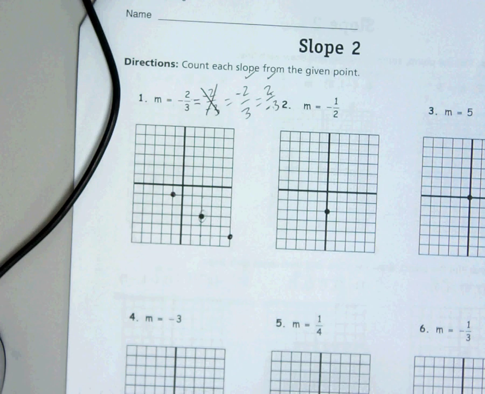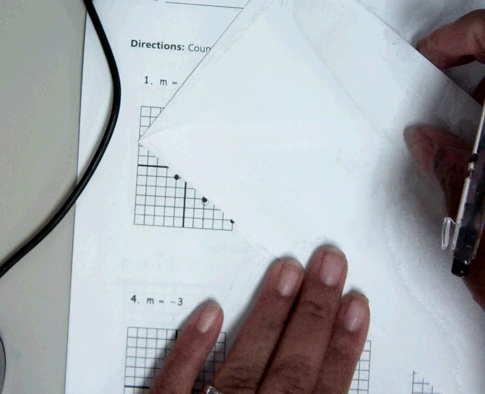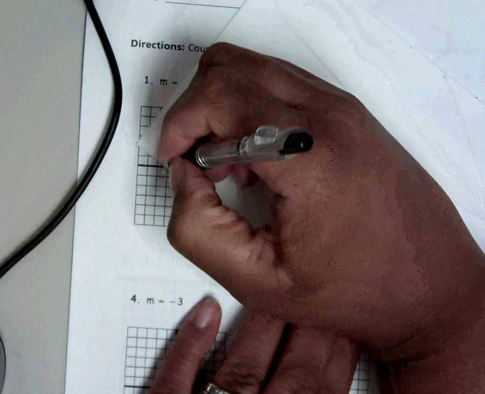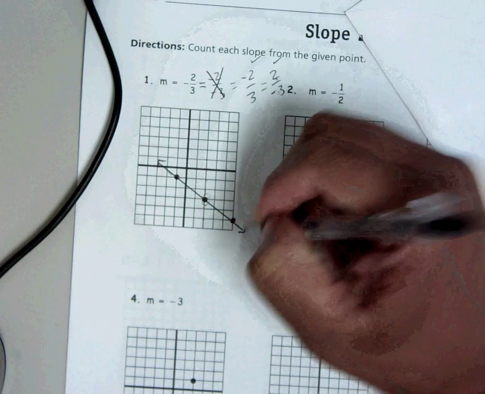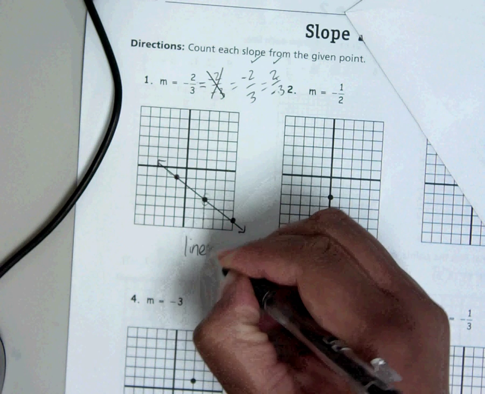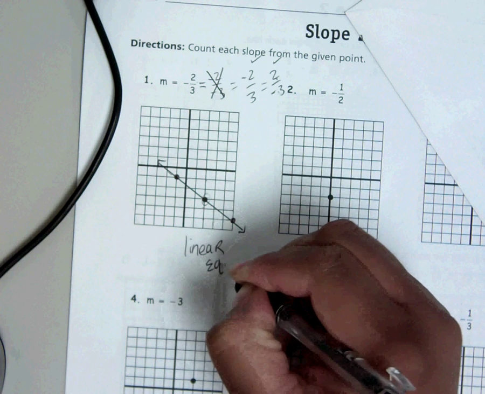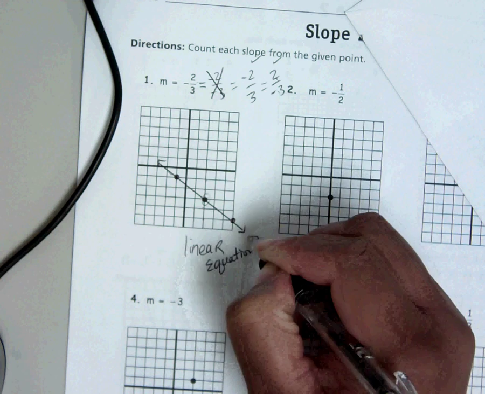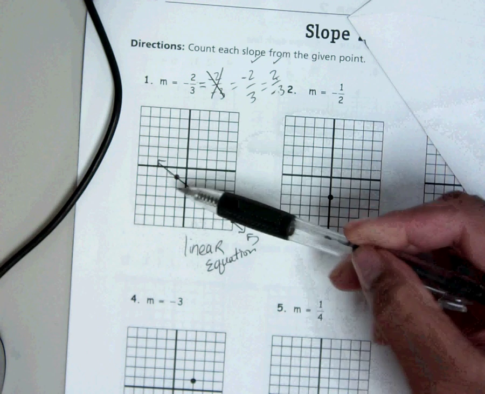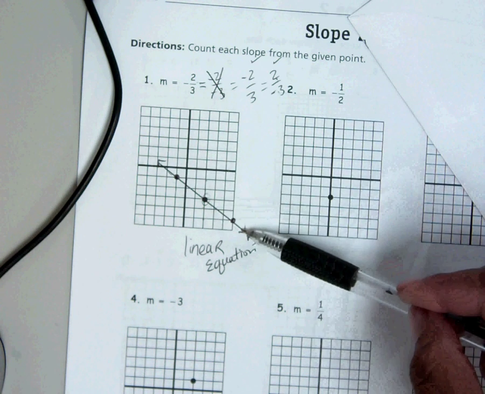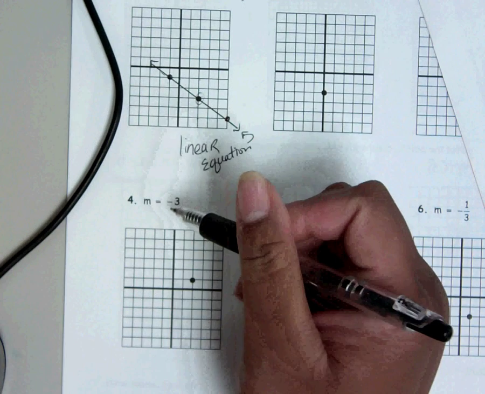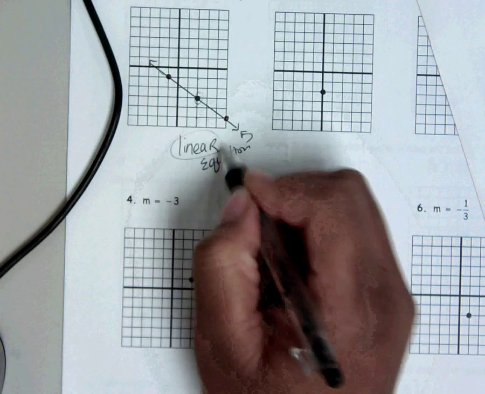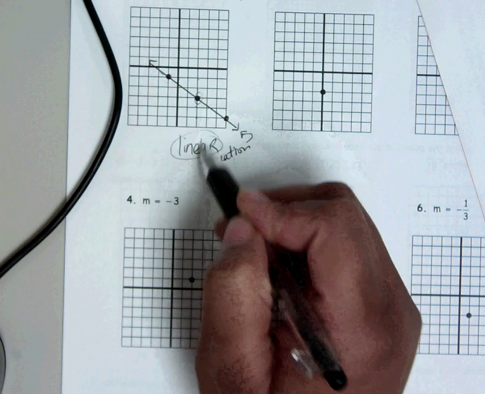So I'm going to use this envelope here for a straight edge. Draw my line. And now you see my linear equation that has been graphed. This is my linear equation that's been graphed. Okay? Number 4. It's a linear equation because it's a line, and you see the word line.